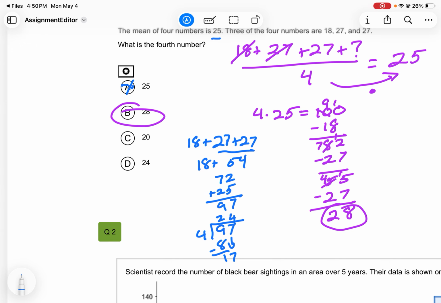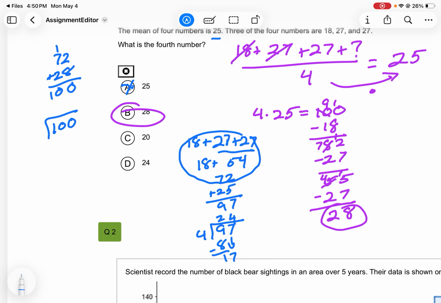So again, I know that these three add up to 72. So I do 72 plus 28. Well, 8 and 2 is 10, carry 1. 1 plus 7 is 8, plus 2 is 10. So I do 100 divided by 4. Well, 4 goes into 10 2 times. 2 times 4 is 8. 10 minus 8 is 2. 4 goes into 20 5 times, and there's my 25.